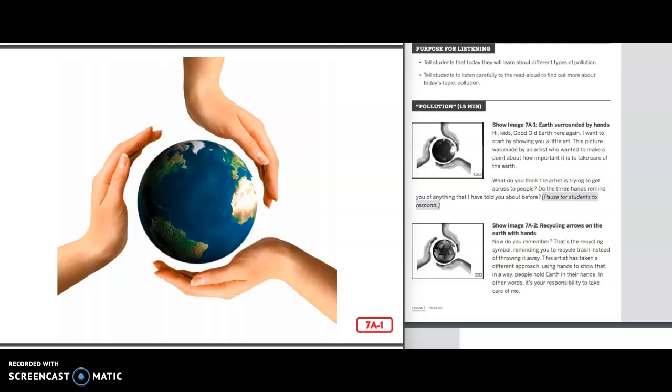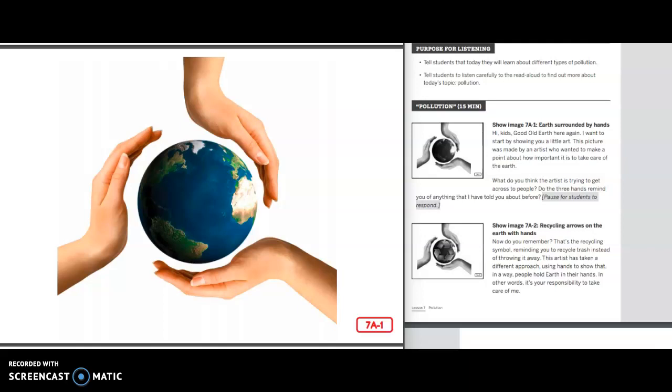Bettis. Today I will be reading our next story from our knowledge strand, Taking Care of the Earth. Our read aloud for today is titled Pollution. As we are listening to this story, we will learn about different types of pollution. I want you to listen carefully to our read aloud to find out more about today's topic, pollution. Now let's get our listening ears ready and let's begin.